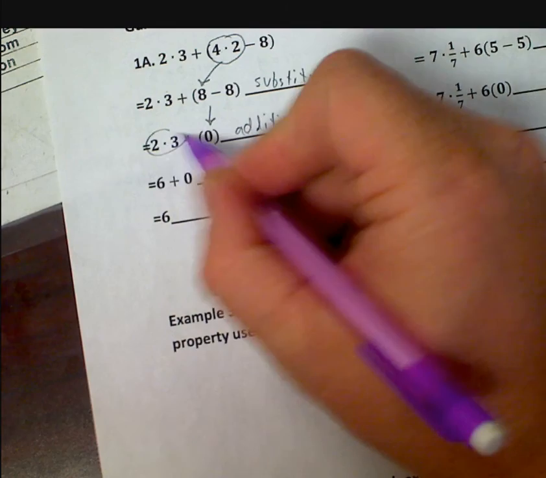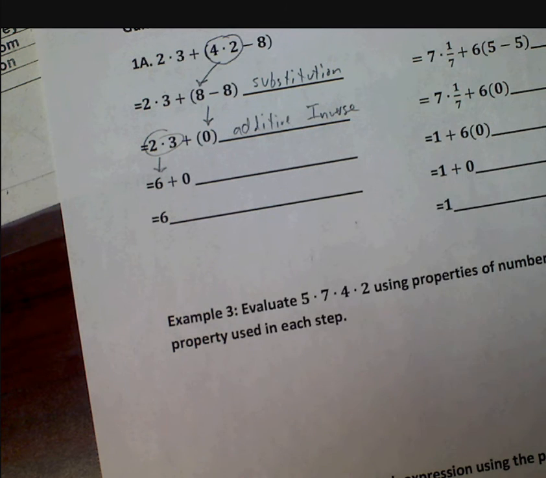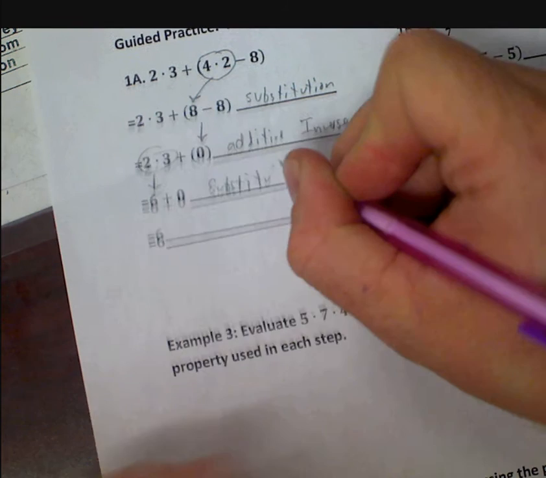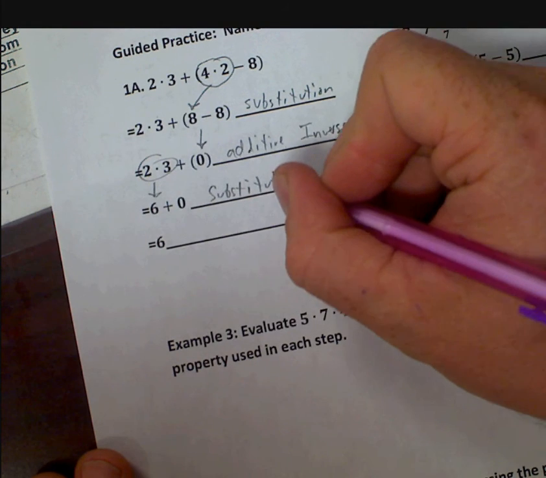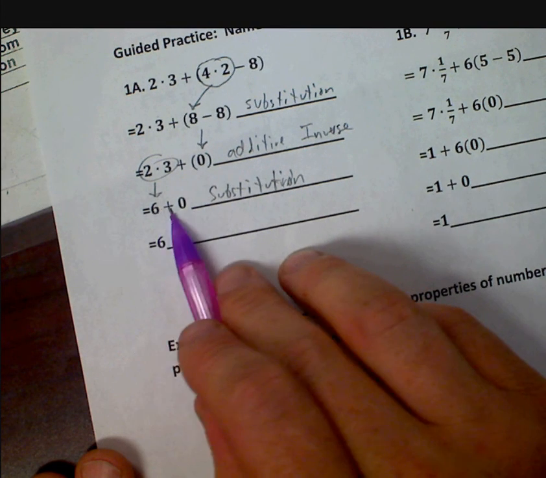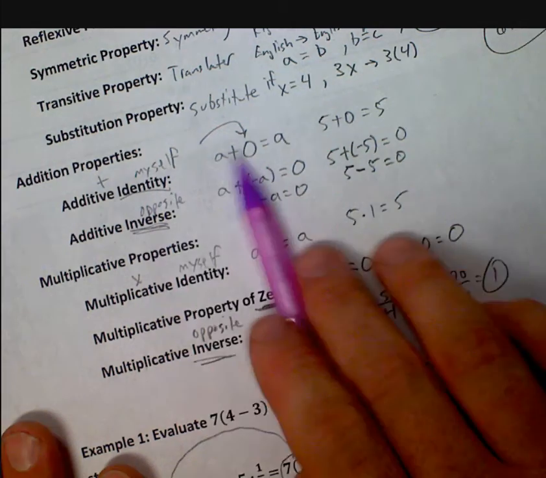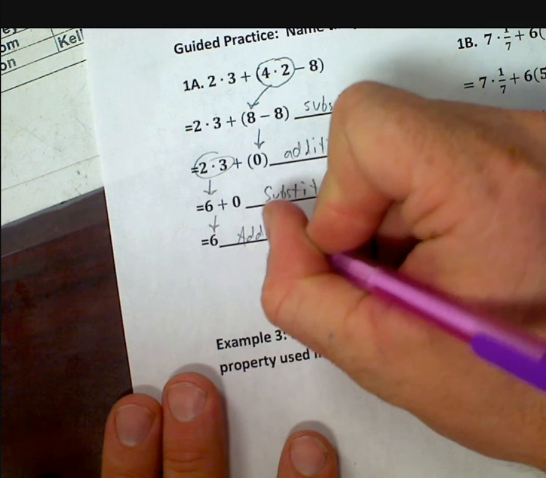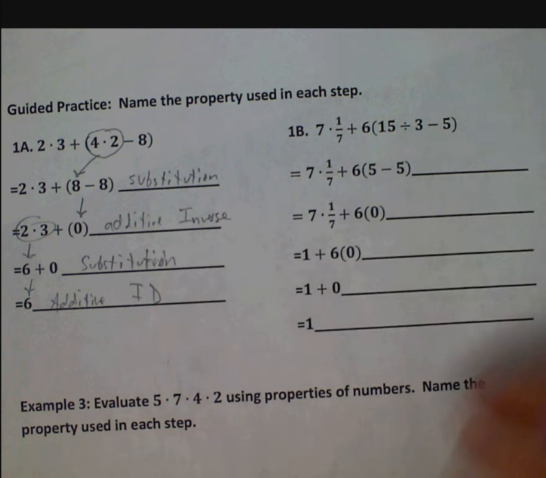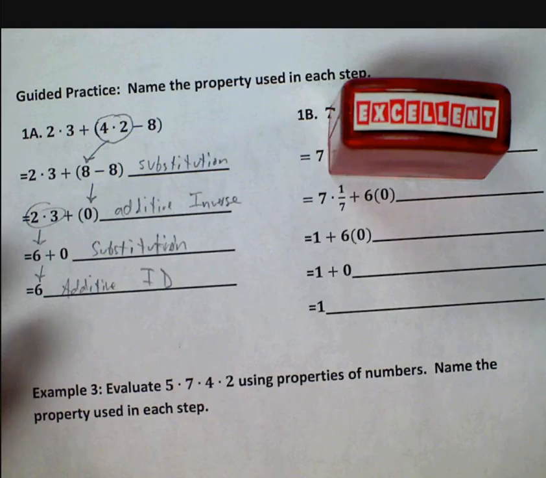Then they take 2 times 3 to get 6. 2 times 3 would be the substitution. And then 6 plus 0. If I add anything to 0, I get myself. So the additive identity. Additive ID, additive identity. Let's go ahead with 1B. On 1B, go ahead and pause the video and try.